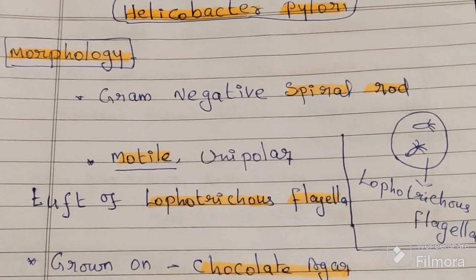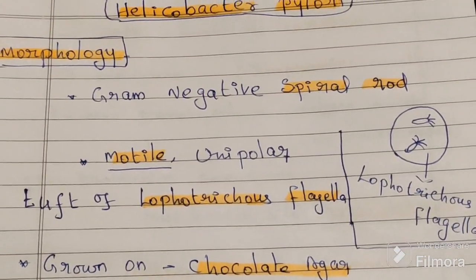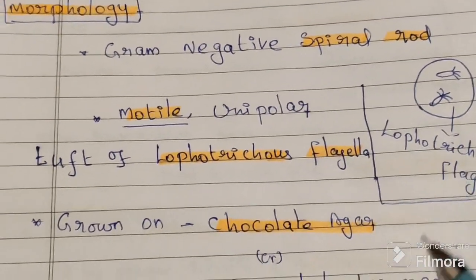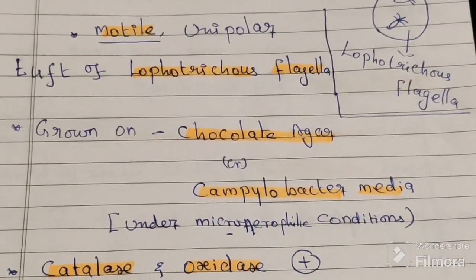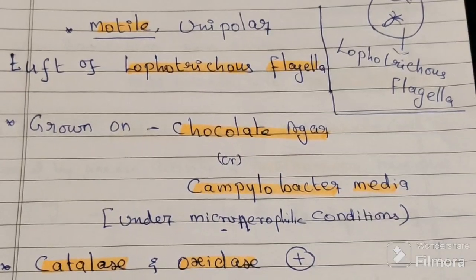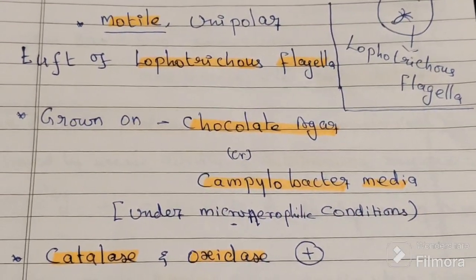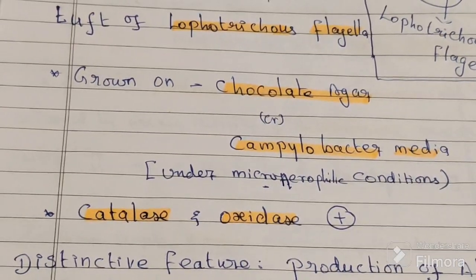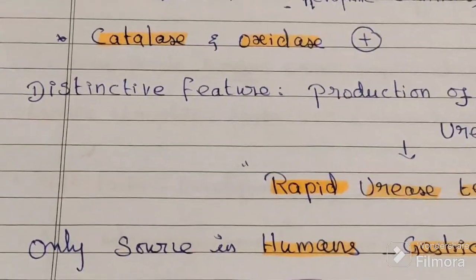So this one is a gram-negative spiral rod. It has a lophotrichous tuft of flagella at one end. It grows on chocolate agar medium and Campylobacter medium under microaerobic conditions. Catalase and oxidase tests are positive.